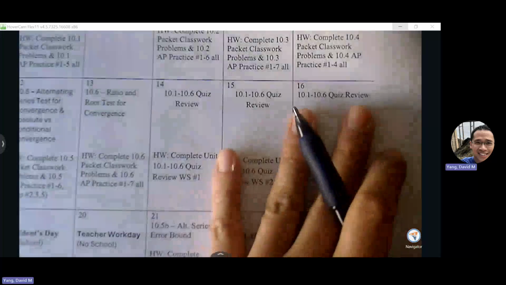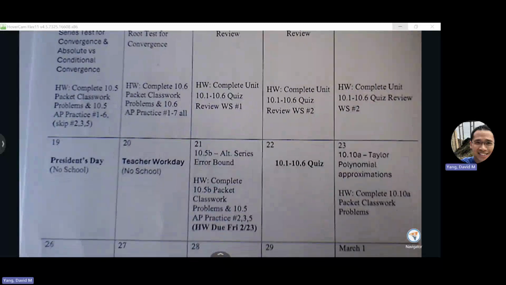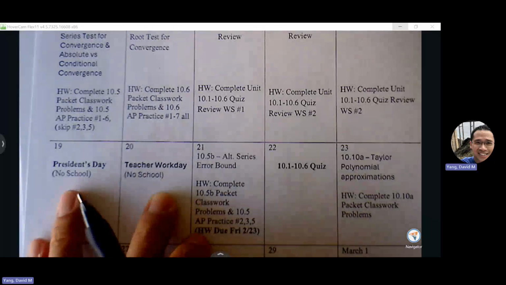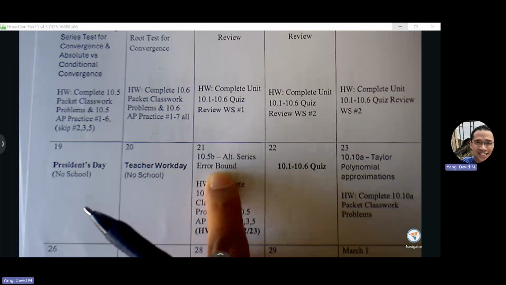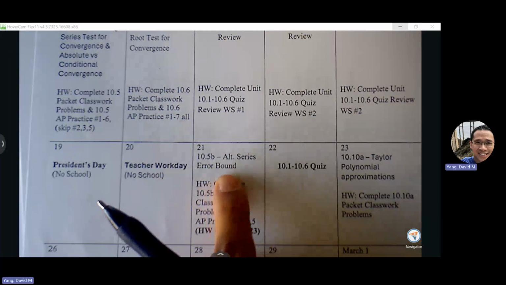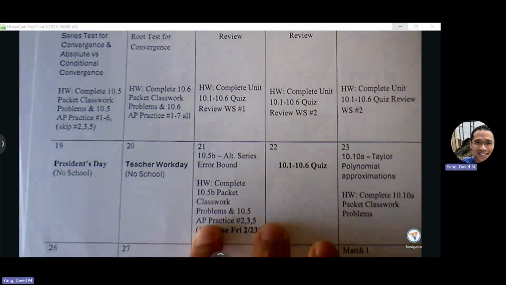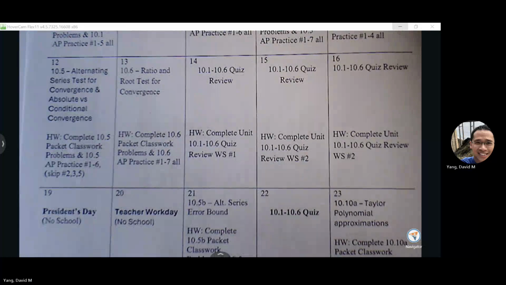Let's see here. Looking at our calendar, we're going to spend a majority of next week reviewing, and then our 10.1 to 10.6 quiz will be after the break. I'm going to cover the next section on Wednesday, so we're not having a quiz the day we get back. I'll have a help session Wednesday afternoon and Thursday morning, and then we'll take the quiz after break. Okay.